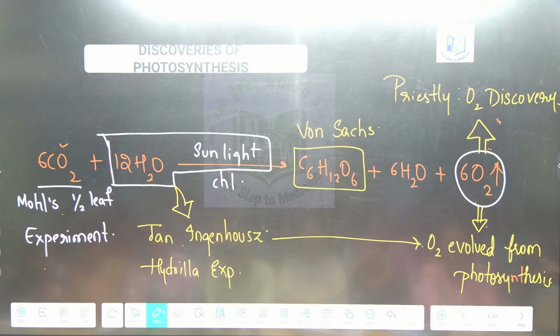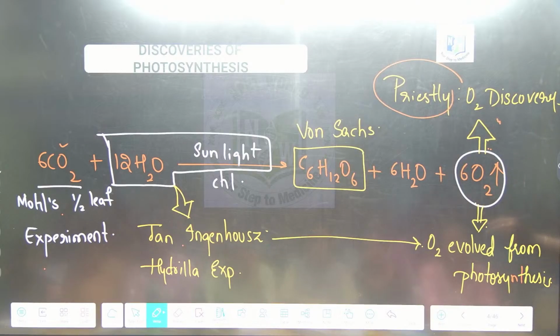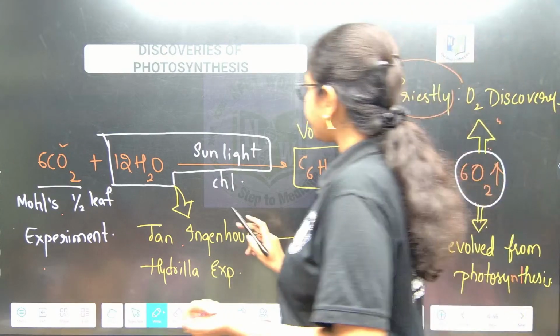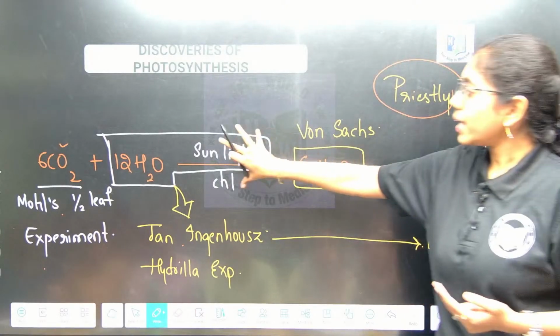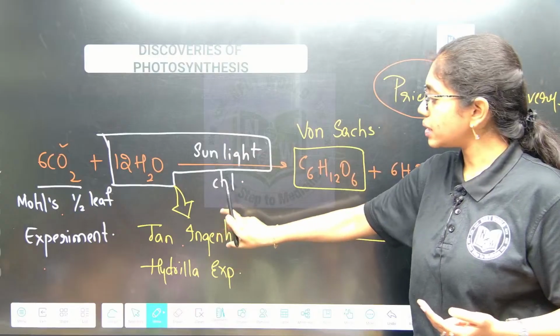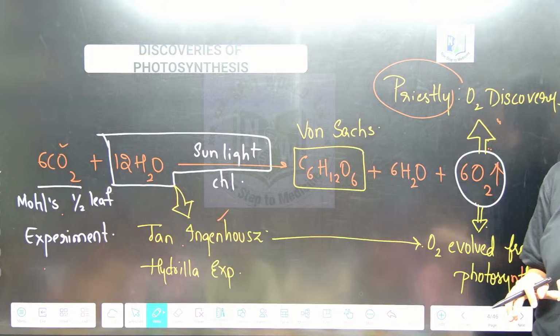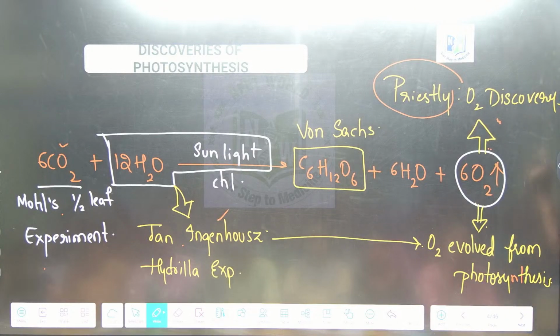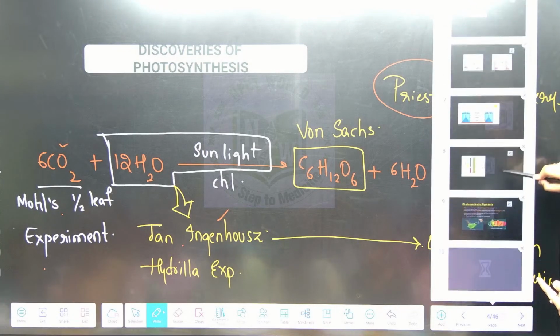If they are asking you who discovered oxygen, you have to go with the scientist. If they are asking you who said that oxygen is evolved from photosynthesis, you have to go with Jan Ingenhousz. Now, two more points. One is sunlight is required for the process of photosynthesis, said by this scientist. But what spectrum of sunlight is actually involved in photosynthesis is said by one more scientist, that is Engelmann. Engelmann's action spectra and absorption spectra.